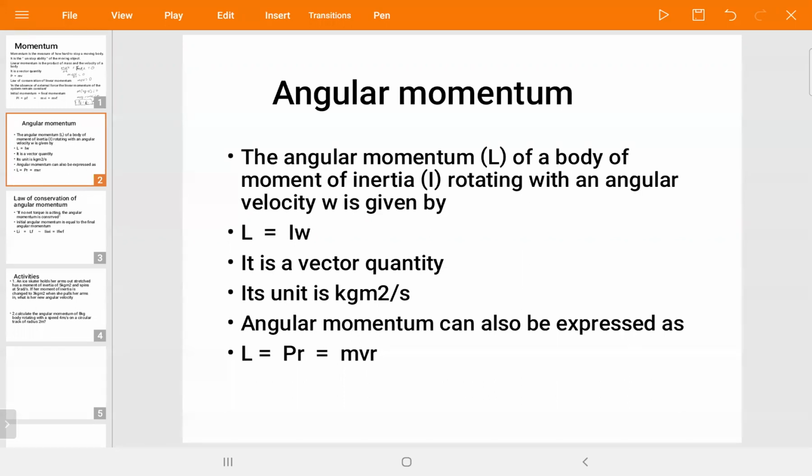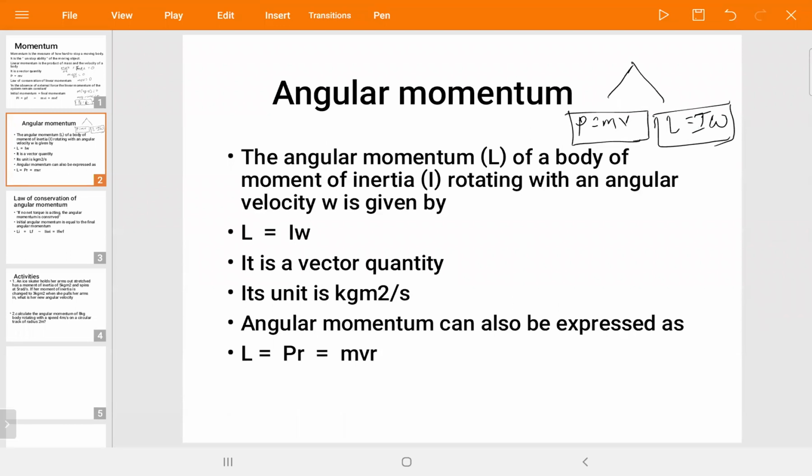Just as we remember, the linear momentum expression is P equals M times V. For angular momentum, instead of M, we can use I because it is the rotational equivalent of mass. And instead of V, we can use omega because omega is the rotational equivalent of linear velocity.